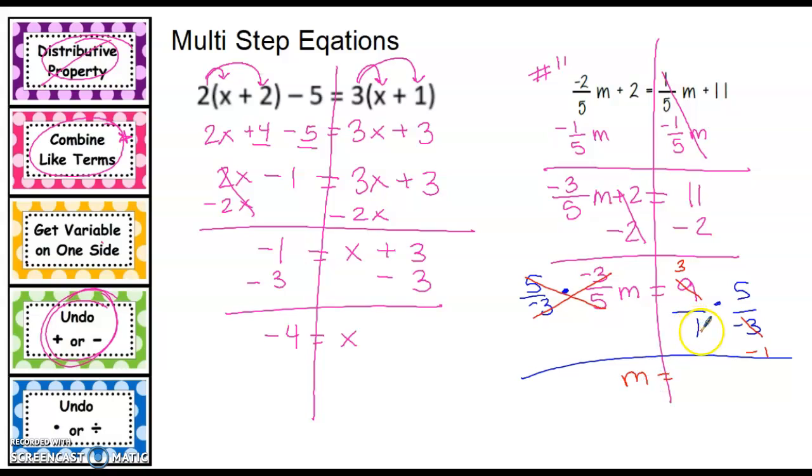And then 3 over 1 times 5 over negative 1. So 3 times 5 gives me a 15. 1 times negative 1 gives me a negative 1, which is negative 15. m is equal to negative 15. And over here, x is equal to negative 4.